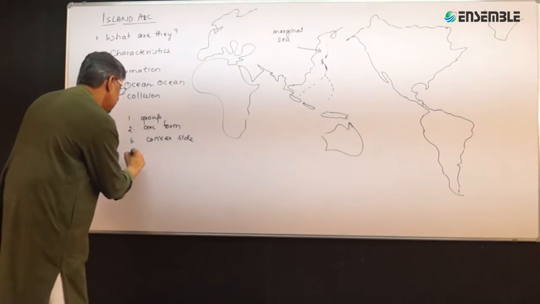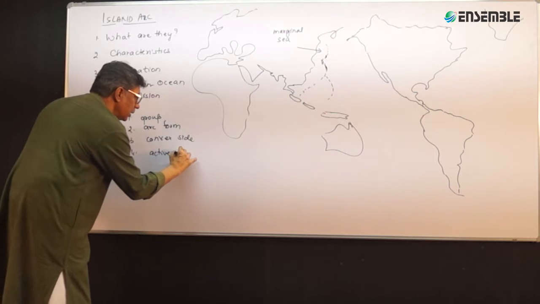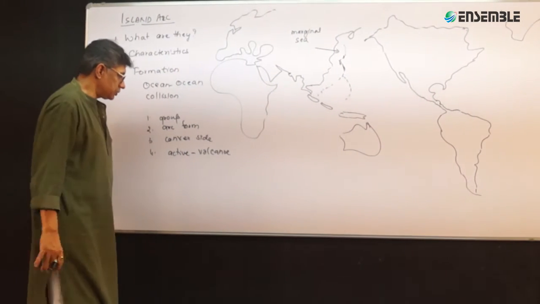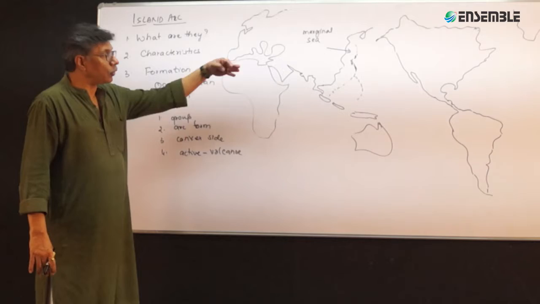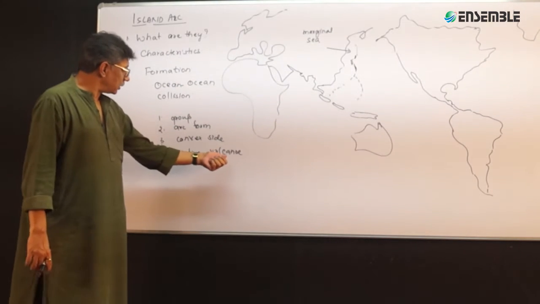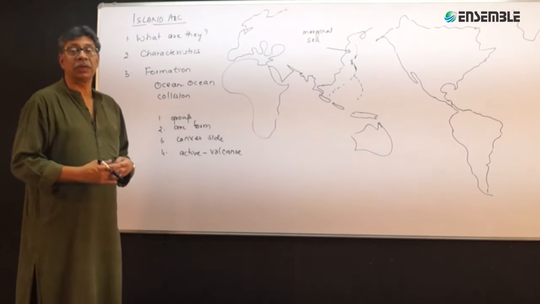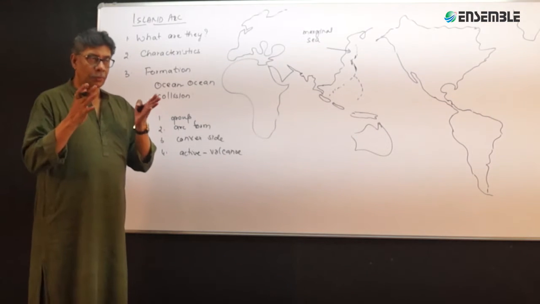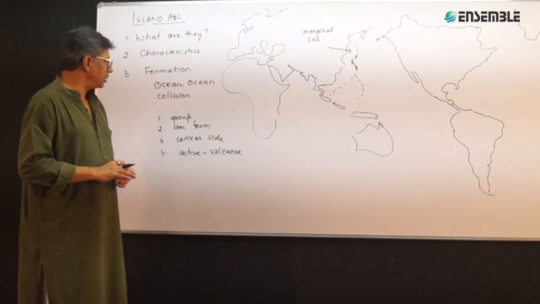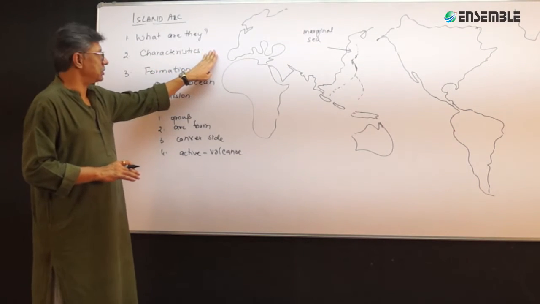Most of these island arcs are going to be active. Active means they have a live volcano in this place. They are known for the volcanic activity that keeps on taking place in the region. And it is this volcanic activity that is significant here, and it imparts a certain degree of dynamism to these island arcs. That is its characteristic.